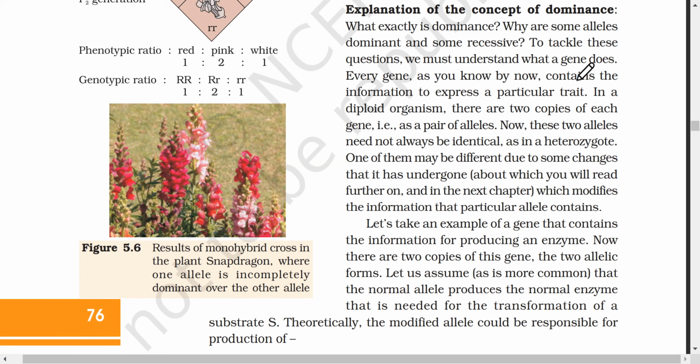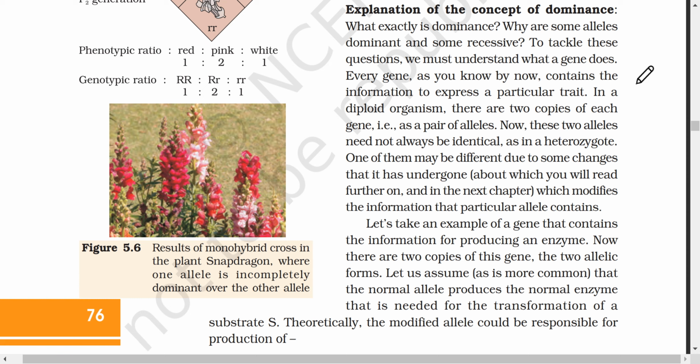To tackle these questions, we must understand what a gene does. Every gene, as you know by now, contains the information to express a particular trait. हाँ, in a diploid organism there are two copies of each gene, that is as a pair of alleles. ये हमें पता है हर एक जीन के दो कॉपीज है और वो as alleles हमारे आगे होते हैं.